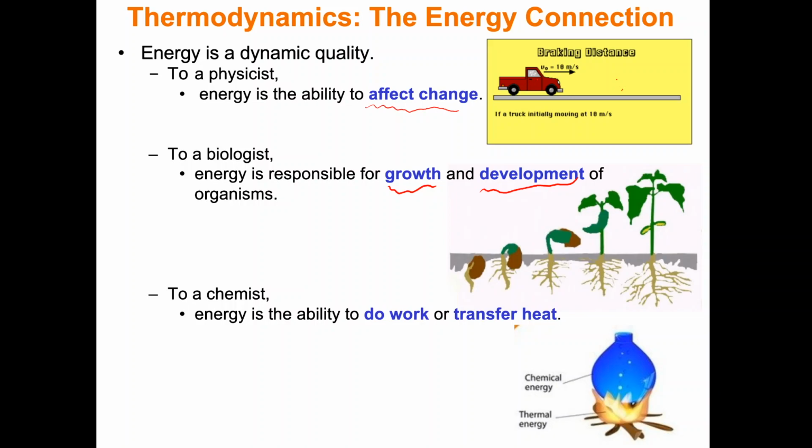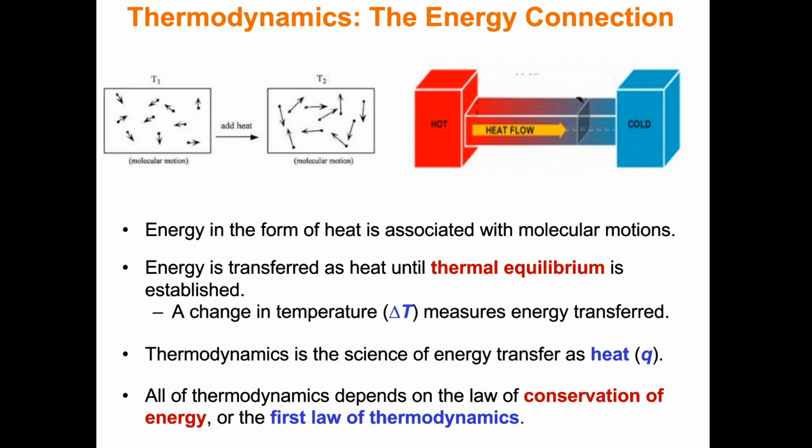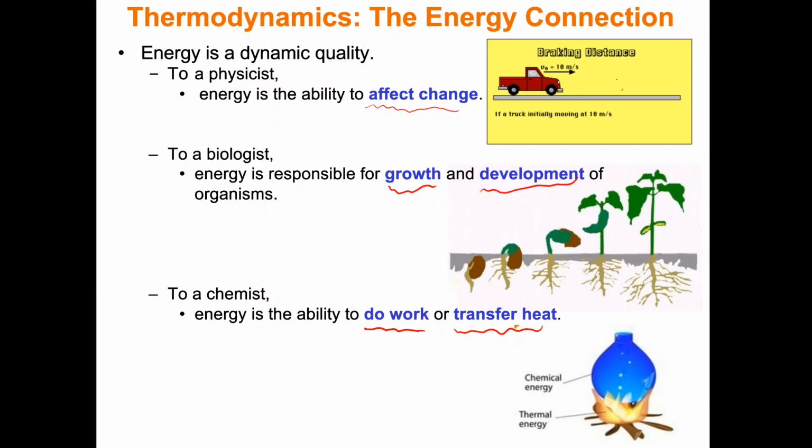But to a chemist, we might say energy is the ability to do work, and what work can be variable, or to transfer heat. Those two things, to a chemist, are what thermodynamics is. So we have some thermal energy, in other words heat, that is going to affect another system. Here we have some sort of vessel with maybe a chemical reaction inside of it, and a fire that's putting energy into that system. Now maybe that system has more chemical energy, and it can do some reaction or do some work.